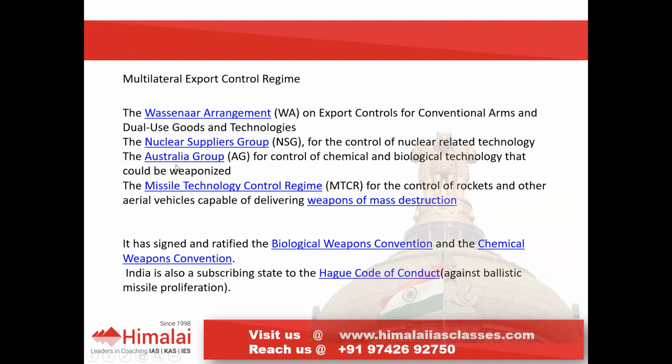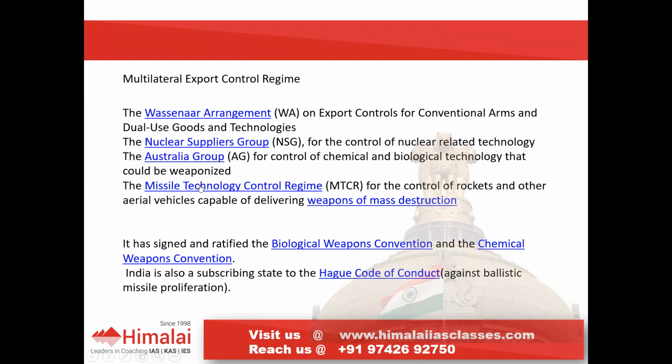Next one is the Australia Group. It is also an informal group of countries, mainly to prevent the proliferation of chemical and biological weapons, biological technology that could be weaponized. They do not take any legally binding obligations from their group countries. Remember that: not legally binding, and they are informal groups. This Australia Group was created in 1985, and right now there are 40 members.